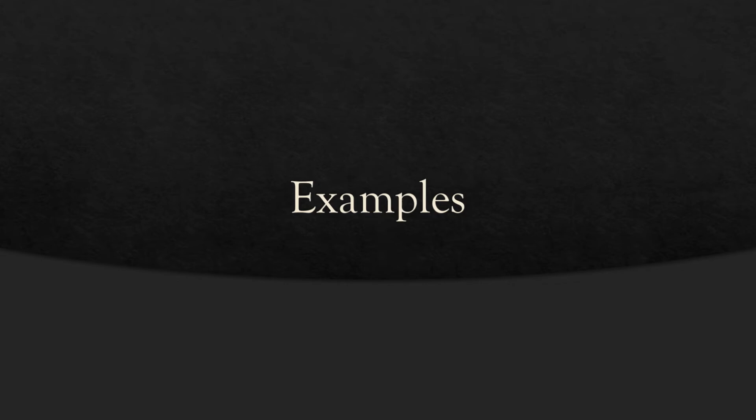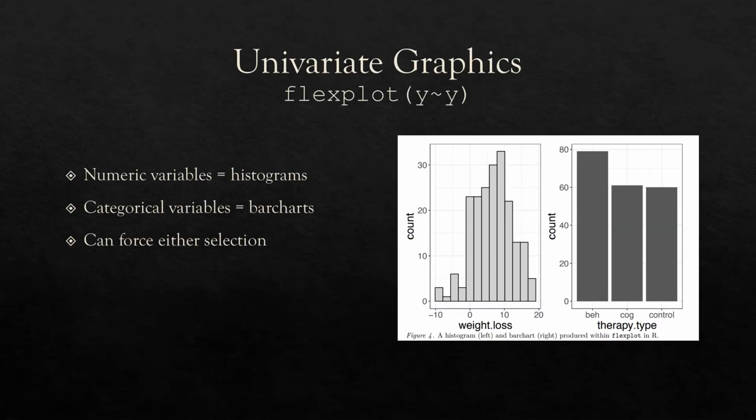Going into some examples, you have the univariate graphic. Numeric variables that are inputted to the FlexPlot package will be a histogram, categorical will be a bar chart. However, you can still force either selection on the back end.